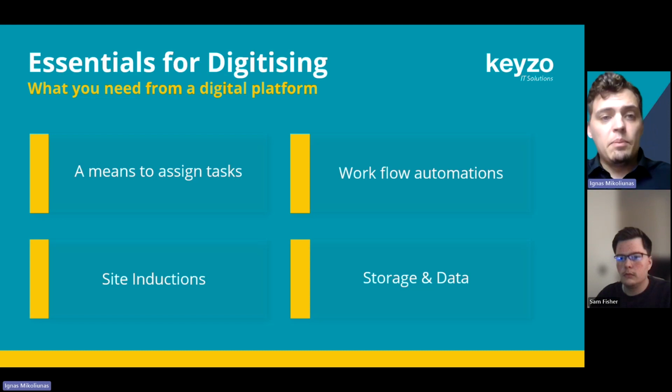Now, next up, we were going to talk about the essentials. So if you are thinking of going from paper-based into the digital world, or if you already started to make the transition, we need to cover the essentials, what you need from a digital platform. So you need a means to assign tasks, which is to identify who is responsible for what work. You need to track completions of overall project progress. So you need to set up daily, weekly, and monthly tasks.